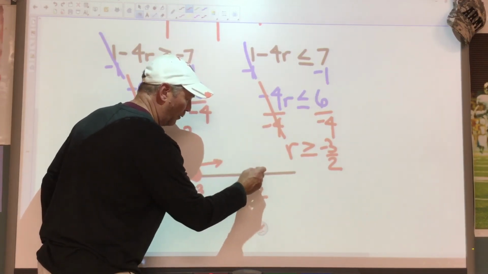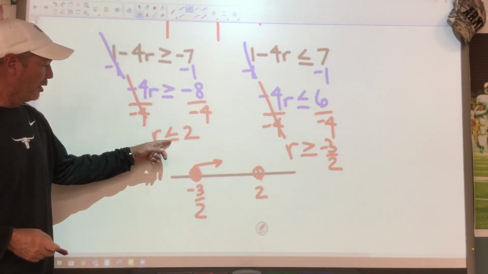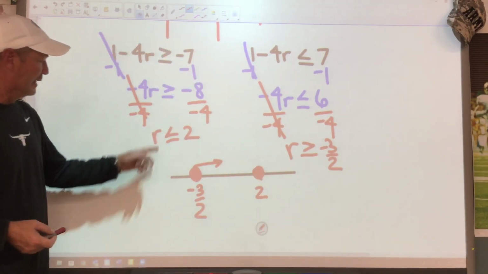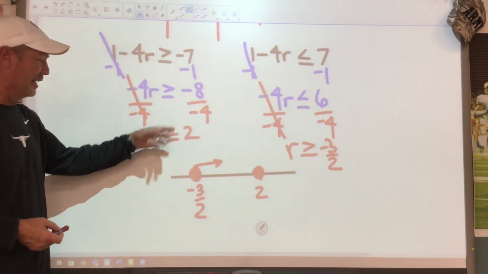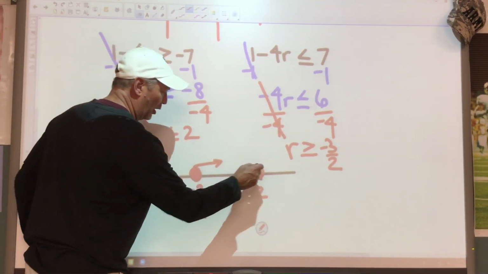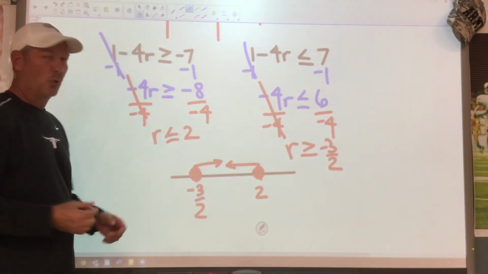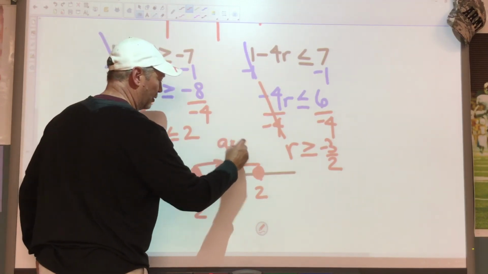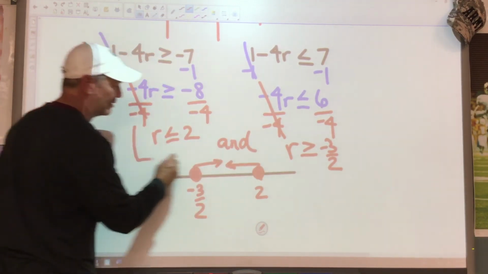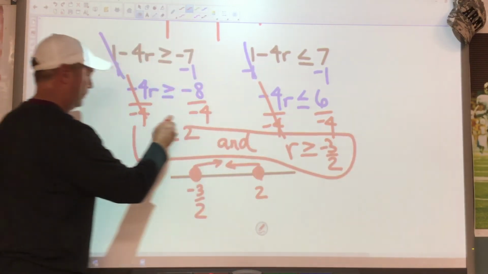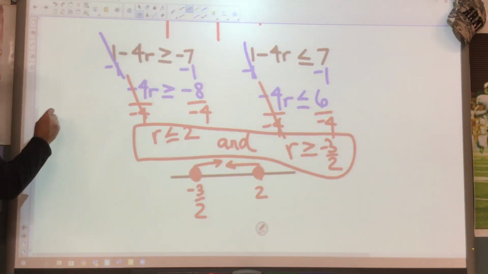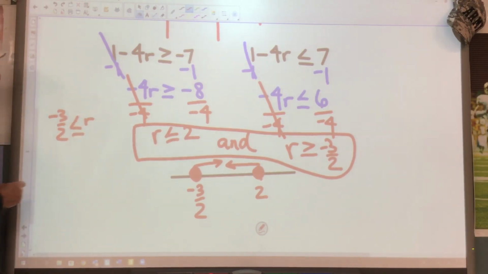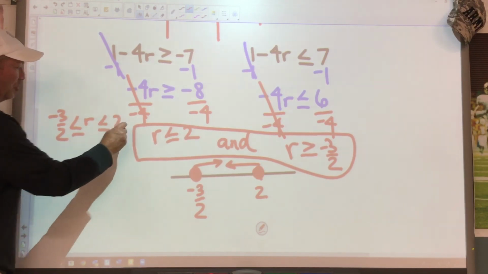We're going to put a circle. There's a bar underneath, so we should color it in. We have a closed circle. It says my r values are less than 2, getting smaller, so we're going to go to the left. When they go towards each other, this is an AND situation. Or you could say -3/2 is less than or equal to r, less than or equal to 2. Either one.